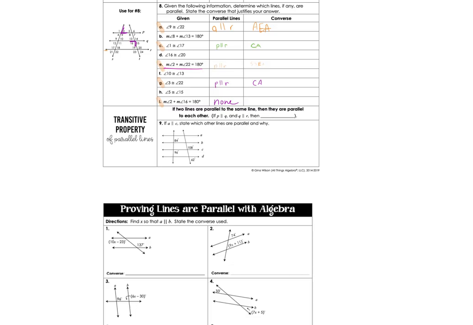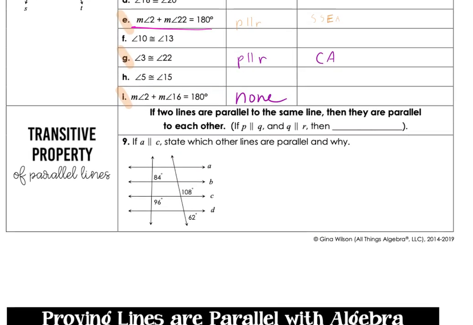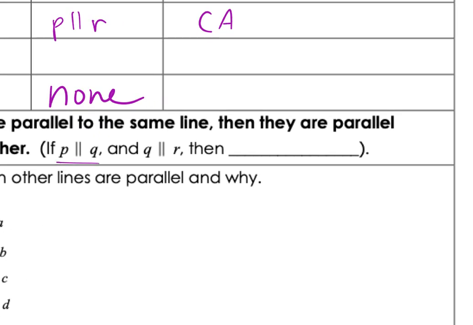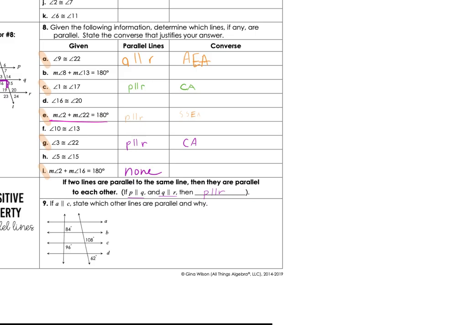There is one property that goes along with parallel lines that looks like the transitive property. So they call it the transitive property of parallel lines. Somebody tell me, without me telling you, if P is parallel to Q and Q is parallel to R, what does the transitive property say? Then P is parallel to R. So if they are parallel to the same line, then they're parallel to each other, right? Take out the middleman. Okay?